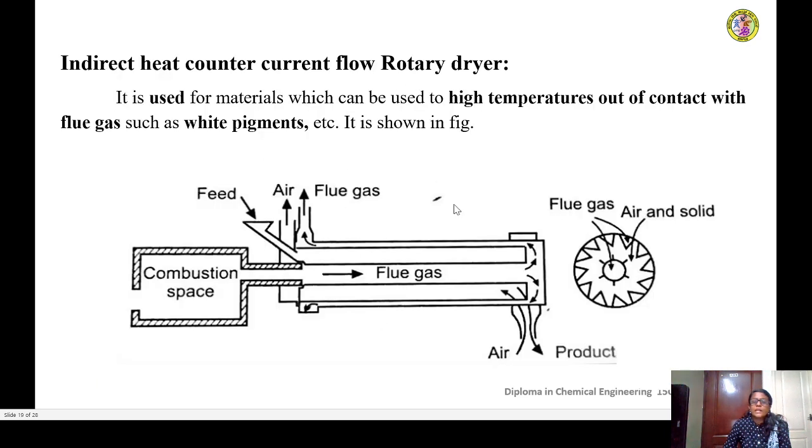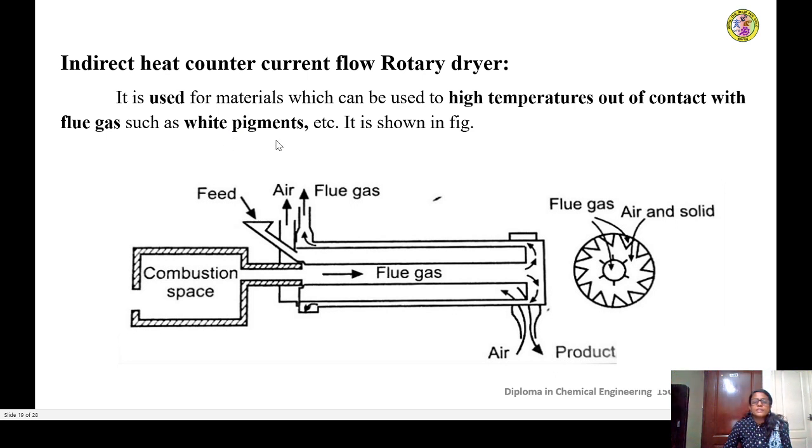Okay, let us now understand the construction and working of an indirect heated rotary dryer. One such rotary dryer is shown in the figure. It is used for materials which can be exposed to high temperatures out of contact with the flue gas, such as white pigments, etc. The heating medium in some cases is the flue gases, because in that case you need to heat the material to a very high temperature.